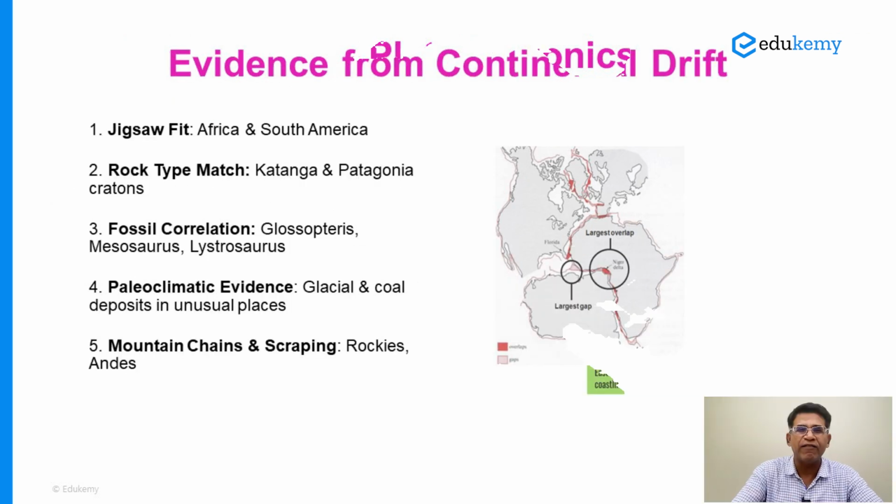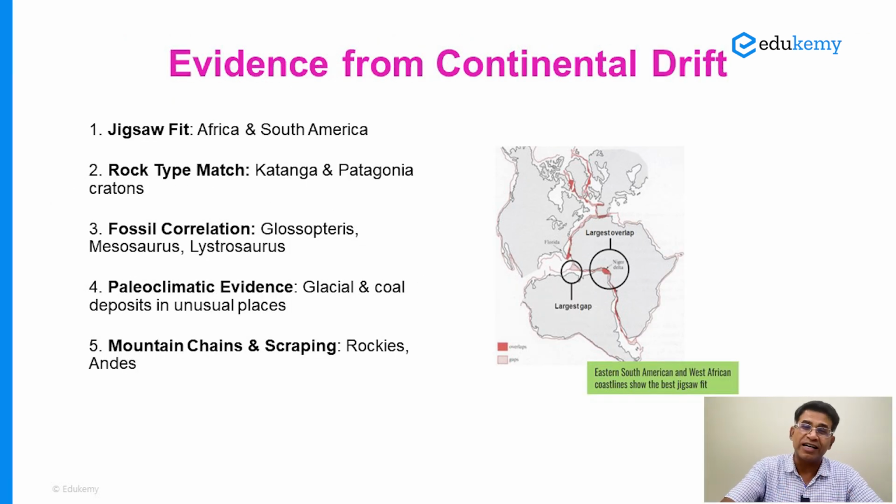Now, when you are having the evidences of the drift theory, you have got five evidences. Number one is the evidence of jigsaw fit. The shapes are matching, and draw the diagram of Africa and South America to show how the projection of Brazil fits into the Gulf of Guinea. The shapes match.